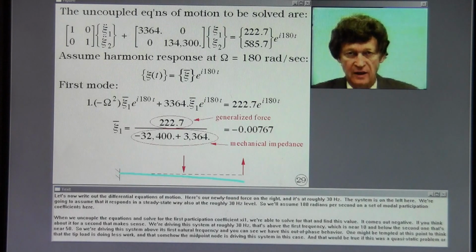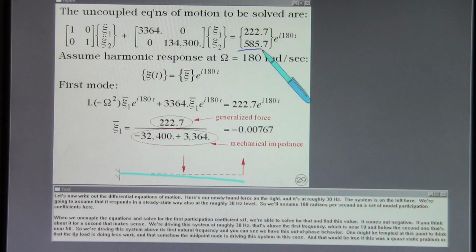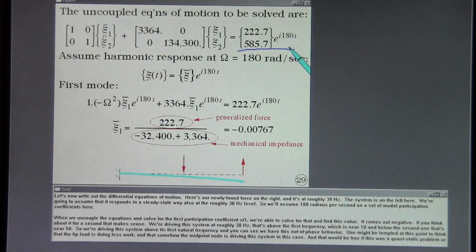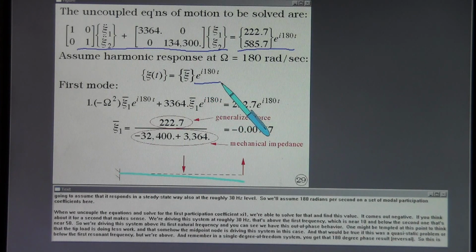Let's now write out the differential equations of motion. Here's our newly found force on the right, and it's at roughly 30 hertz. The system is on the left here. We're going to assume that it responds in a steady state way also at the roughly 30 hertz level. So we'll assume 180 radians per second on a set of modal participation coefficients here.